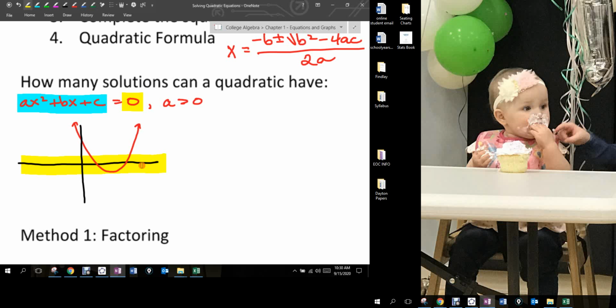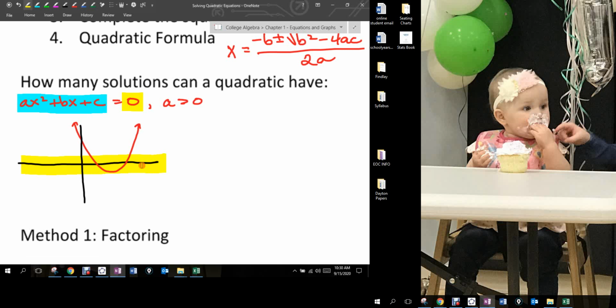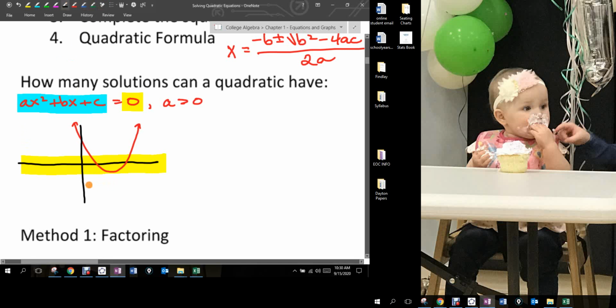Well, where does that happen here? To where the parabola crosses the x-axis, right? Okay, so the number of solutions we're looking at is 2 real solutions for that particular type of parabola.